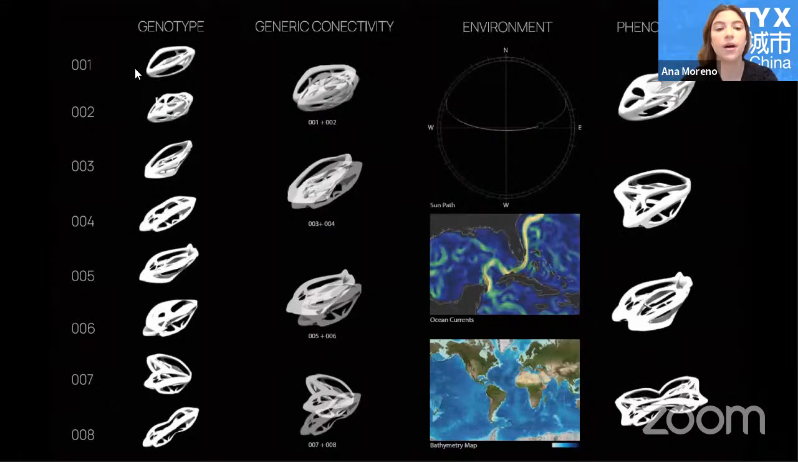And in this table, we can see the idea of how the reticular evolution is interpreted in our thought process, where we start with a series of genotypes, which are the modules, individual collections of genes, and how they start to create a generic connectivity that is then influenced by the environment and the wave trajectory of the location in which the module will be deployed in order to create the phenotype, where some of their traits are determined by the genotypes and others are by the environmental factors.